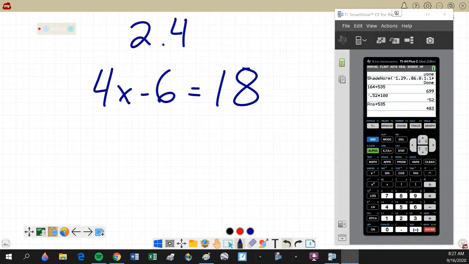So, the 4 is held to the x through multiplication. The 6 is held to the x through subtraction. Okay? So, if I were to have this, 2 times 3 plus 5, what would I do first? 2 times 3, how come? Order of operations. So, this would be step 1, and this would be step 2.